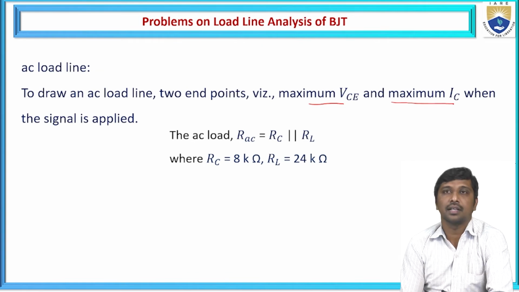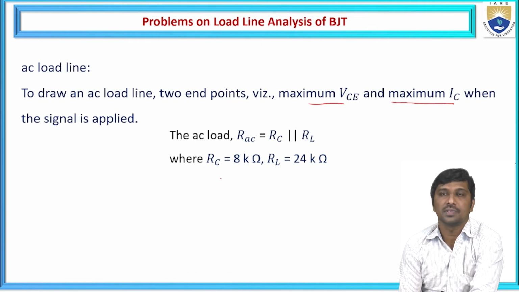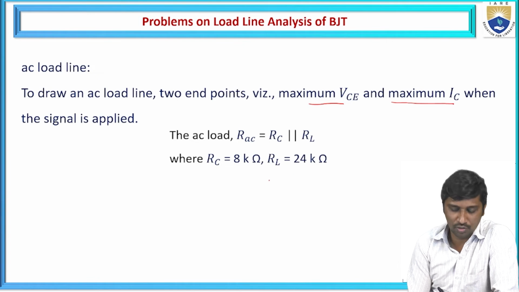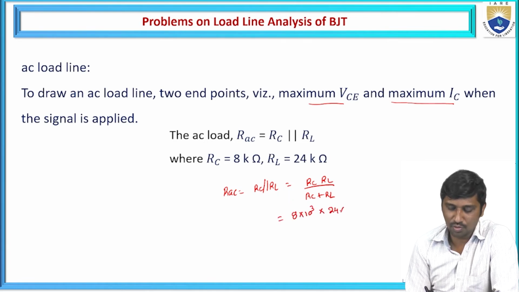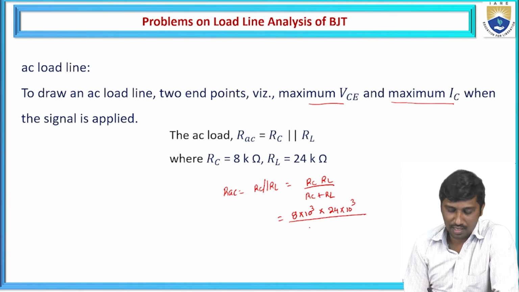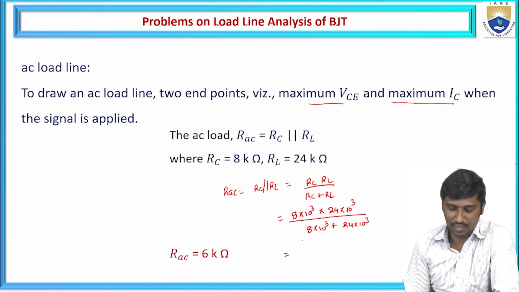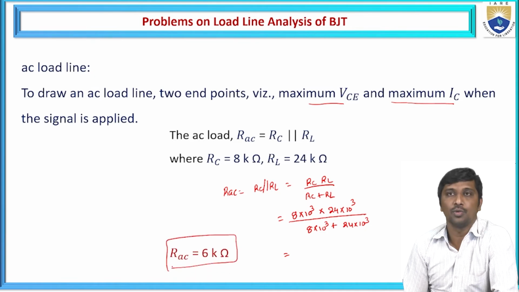We have the collector resistance as 8 kilo ohms and the load resistance as 24 kilo ohms. Now what is RAC? RAC is nothing but the parallel combination of RC and RL. Hence, it is represented as RC into RL by RC plus RL, where RC is 8 into 10 power 3 and RL is 24 into 10 power 3, divided by 8 into 10 power 3 plus 24 into 10 power 3. You can solve this. It gives that the RAC value is 6 kilo ohms.